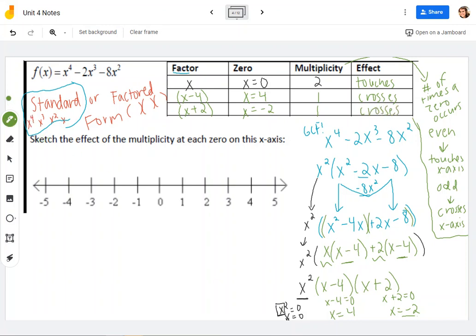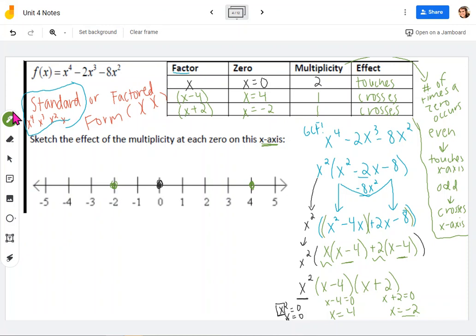So now we can sketch the effect. This is going to be our x-axis down here. So I notice I have x equals 0, I have x equals 4, and x equals negative 2. Those are going to be my zeros, my x-intercepts.